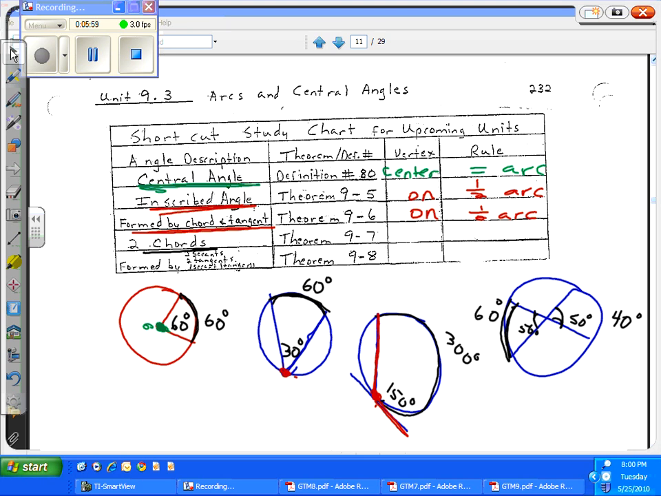An angle formed by two chords has a vertex that is on the inside, but not the center. If it's on the inside and not the center, then the angle is equal to 1/2 the sum of the intercepted arcs. I'm going to try to write this better. I apologize for the difficulty.